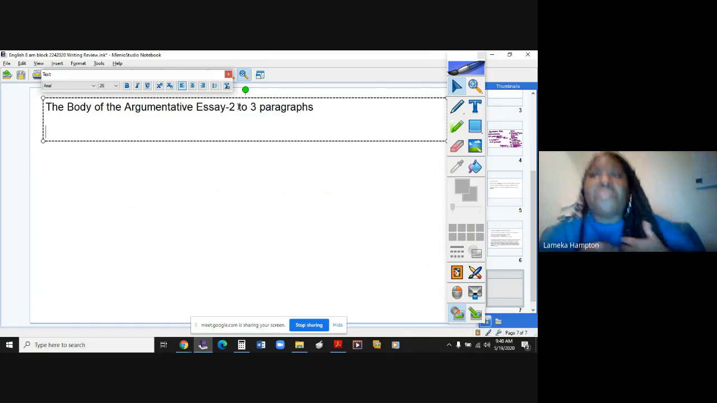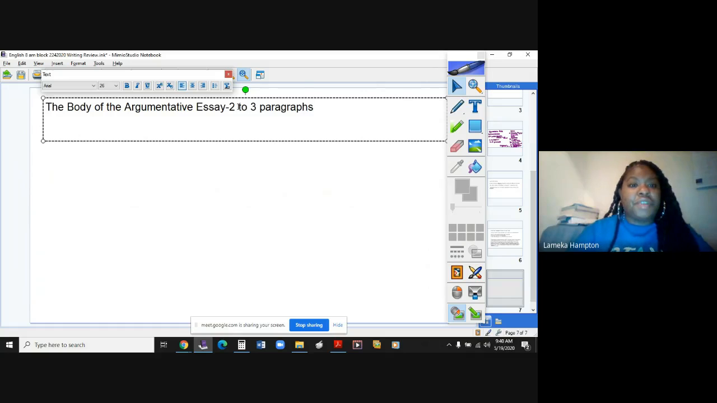So the example that I'm going to use, of course, we're going to stick with the same topic. So we're going to stick with, should schools open in August due to the pandemic? Okay. Trying to word this here so it can make sense. So your second paragraph in this entire essay would be the first reason.